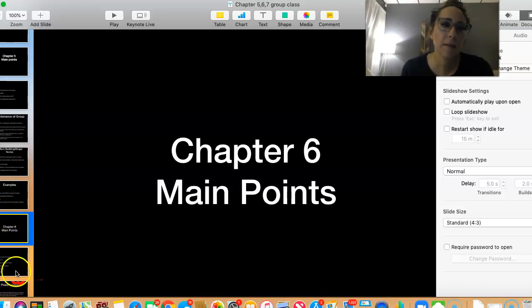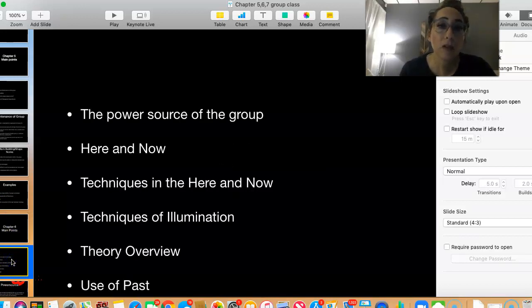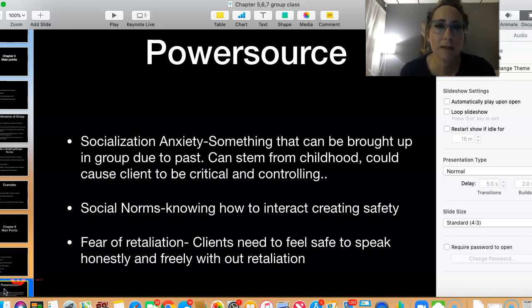Chapter 6 main points are the power source of the group, staying in the here and now, techniques for the here and now and illumination, and theory and use of past and present. So the power source. Okay, so they talk about socialization anxiety, something that can be brought up in the group due to the past. So sometimes people in a group or subjects can bring up things that remind people of the past.